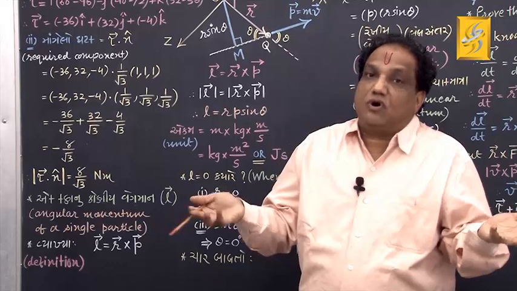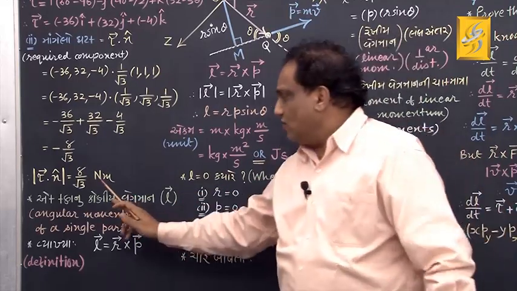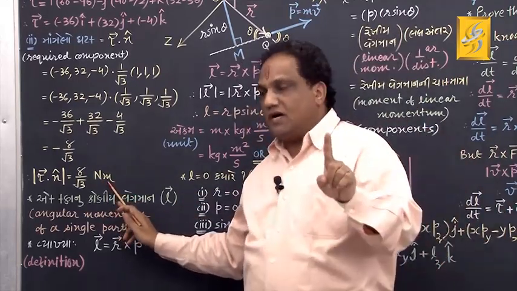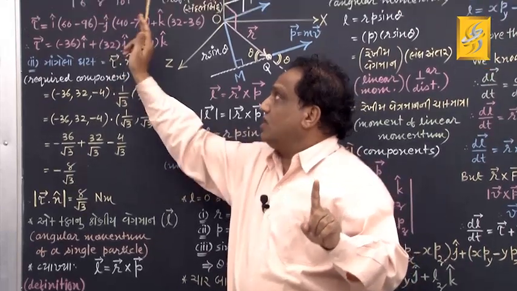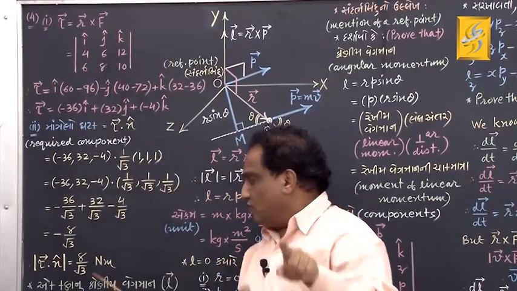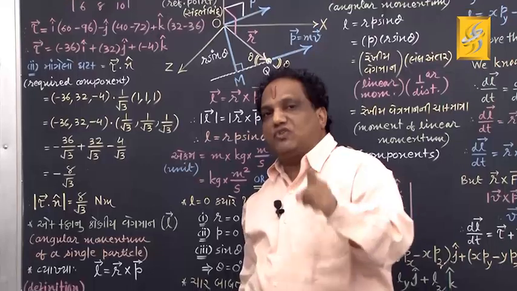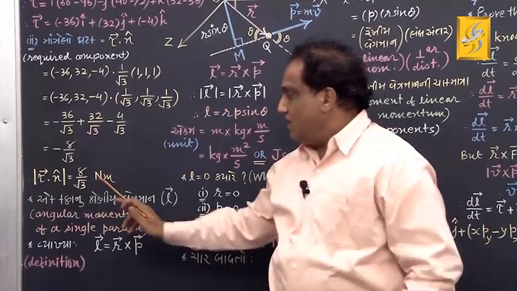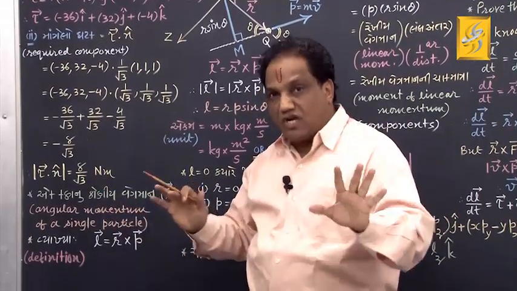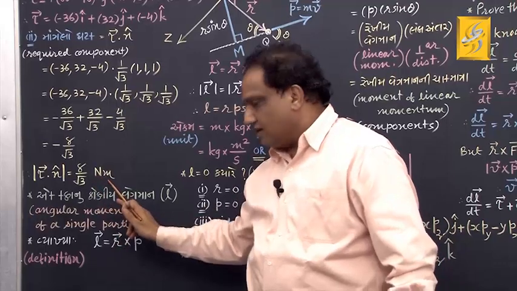What is the SI unit of torque? Newton into meter. Correct? Right now, the coordinates, components of position vector are given to you in meter, and components of force vector are given to you in Newton. That's why the unit of torque is Newton into meter.